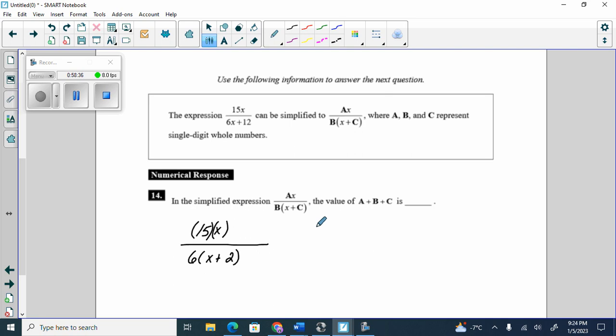But we have to watch ourselves because it's in the simplified expression. So the 15 and the 6, I can actually take a 3 out. 15 divided by 3 is 5. 6 divided by 3 is 2. So now the actual answer is 5, 2, and 2. So you have to watch yourself. You have to simplify. It's very easy to fall for that. Okay? And 5 plus 2 plus 2 is 9.